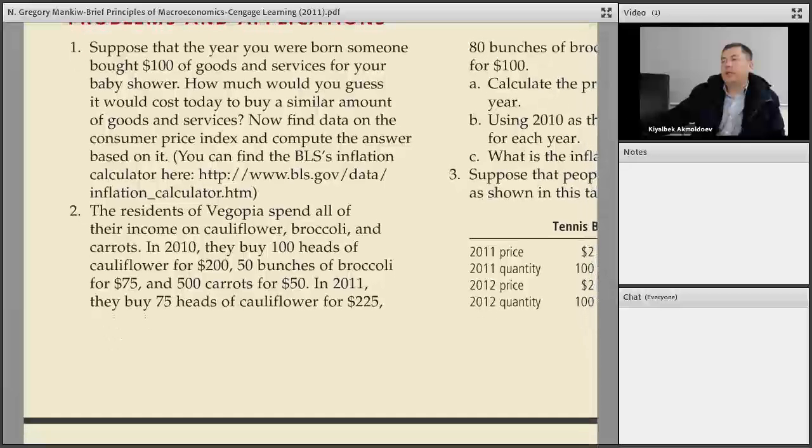Problem two, let's see. Residents of Wikipedia spent all of their income on cauliflower, broccoli, and carrots. In 2000, they buy 10 heads of cauliflower for $200, 50 bunches of broccoli for $75, and 500 carrots for $50.